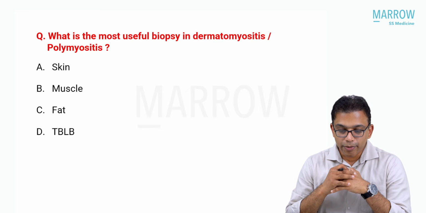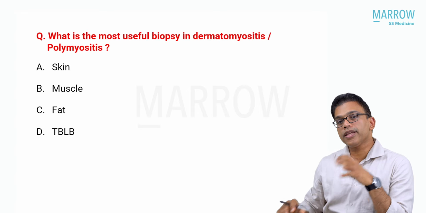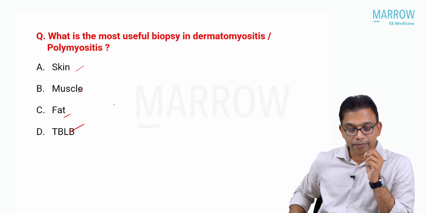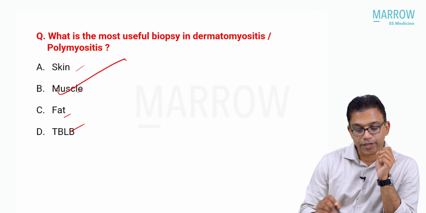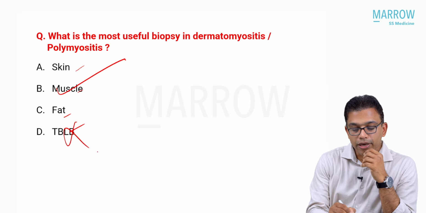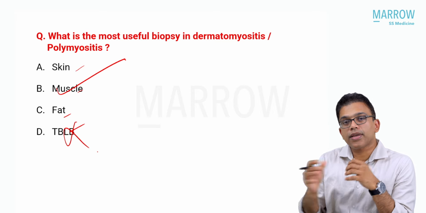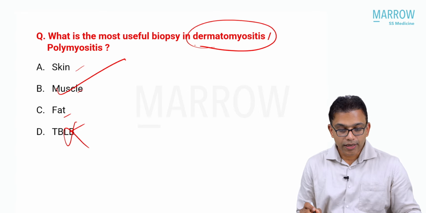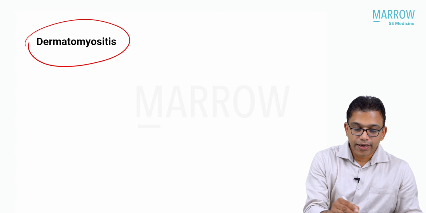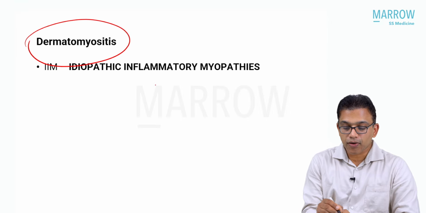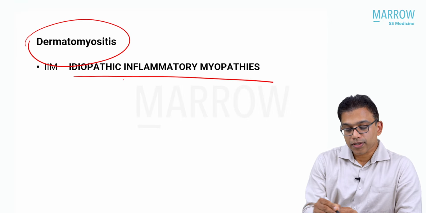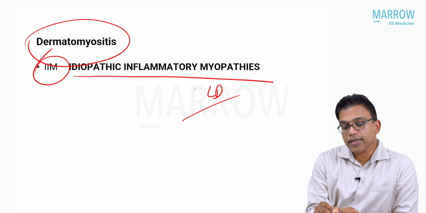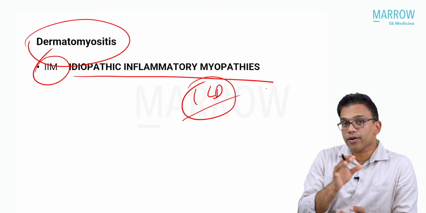So what is the most useful biopsy in dermatomyositis? Polymyositis means what is the site of biopsy? Skin, muscle, fat and transbronchial lung biopsy, and the answer is muscle biopsy. There is no point in going for a lung biopsy if the clinical, radiological as well as serological features are suggestive of dermatomyositis. So basically it belongs to what is known as idiopathic inflammatory myopathy, or IIM. Some of the inflammatory myositis is associated with interstitial lung disease. That is why we are interested in this particular rheumatological condition.